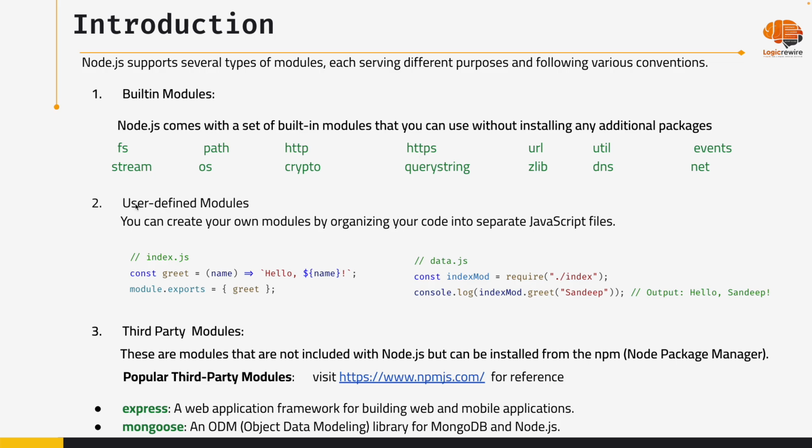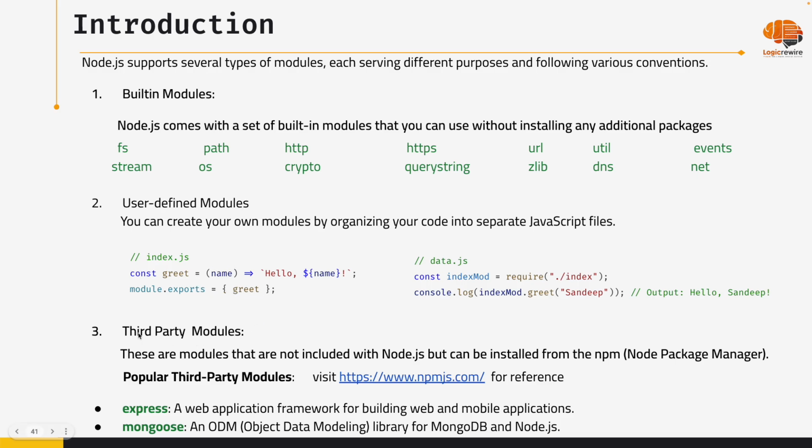Next, the second type is the user-defined module. We can create our own modules in a Node.js application. For example, we created index.js with a greet function and module.exports, exporting this entire module. Then in data.js we use require and are able to access all the methods or properties from index.js. We already discussed this in the module export and import topic in previous classes.